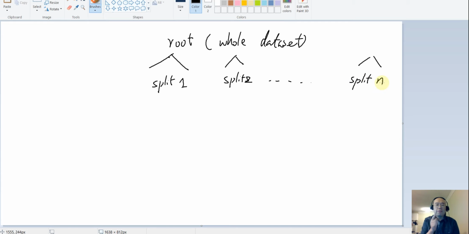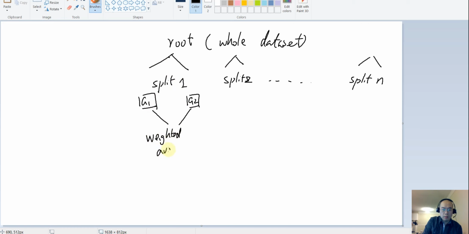And then for each of the splits, we will have Gini 1 and Gini 2. We want to calculate Gini 1 and Gini 2, and then take a weighted average. This is the weighted average of the Ginis for split 1. And for split 2, it's the same thing: we have Gini 1 and Gini 2, and then eventually the weighted average again.